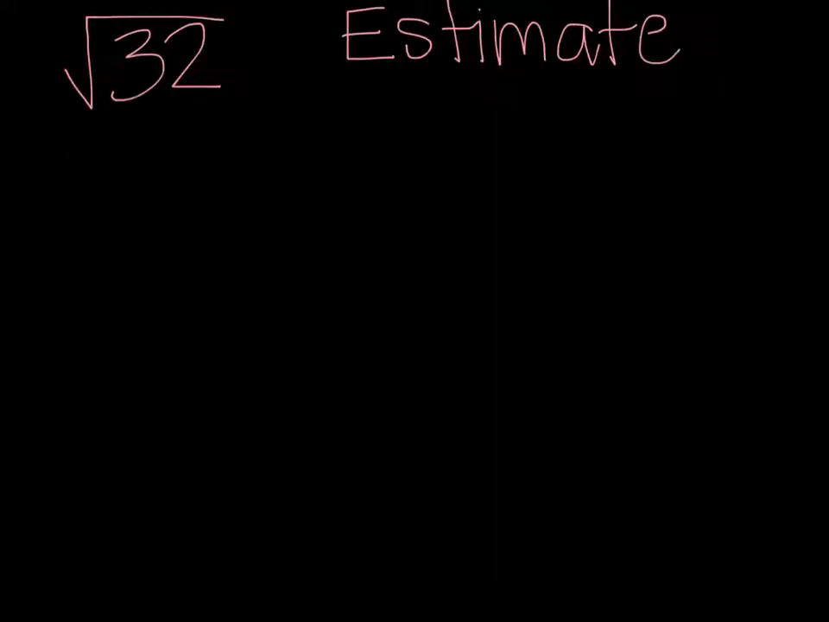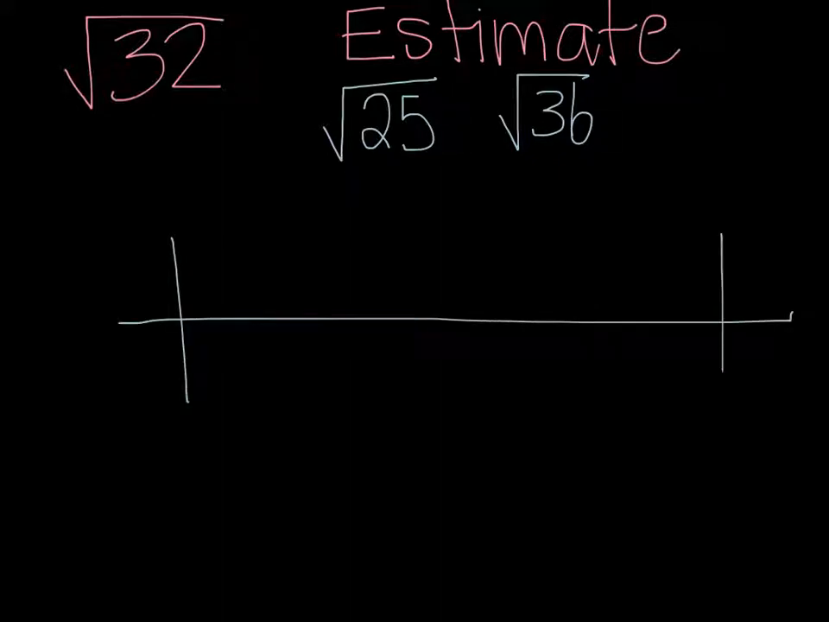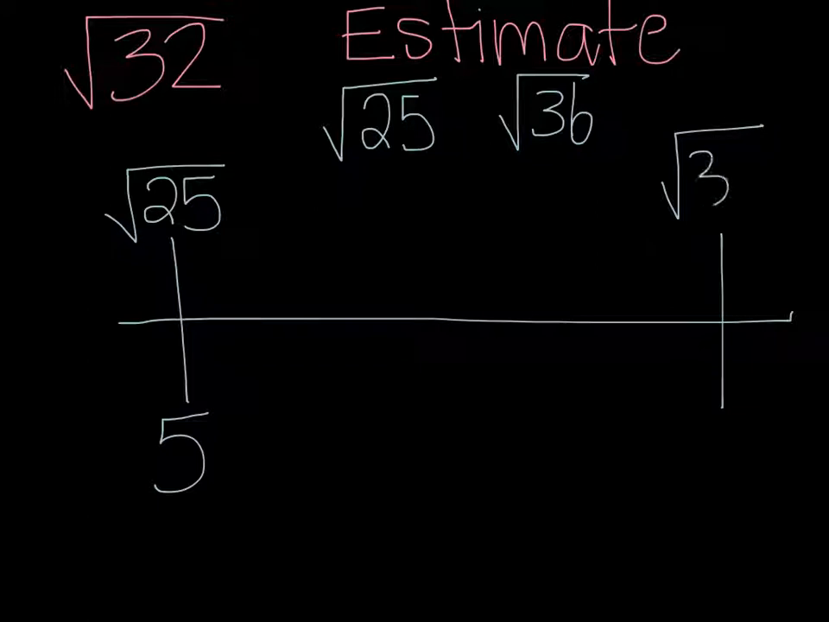To estimate a non-perfect square, we need to find the perfect squares that are on either side of our question. The square root of 32, I know will be between the perfect squares of 25 and 36. I'm going to place these on a number line. I will have the square root of 25 at the lower side. The square root of 25 I know is 5. I'm going to put the square root of 36 on the upper end, and I know the square root of 36 is 6. What I like to do first is then find a middle point. Between 5 and 6, I know I have 5.5.